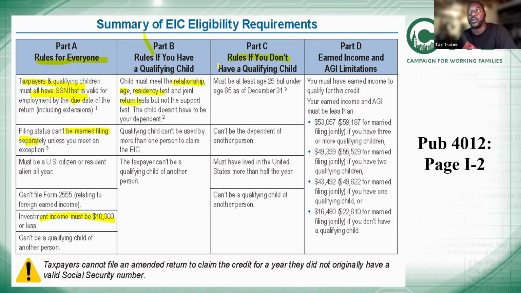There are also rules if you don't have a child, and you need to be aware that it changed from last year. Last year, the age was 19. They now brought it back to what it was pre-COVID, where it needs to be 25, and then it ends at 64, so it's under age 65. Last year, it was just 19 and over, so people that were older got EITC that never got it in the past. That was exciting for them. But now people that are older are not going to be able to do it, older as in being over 64.